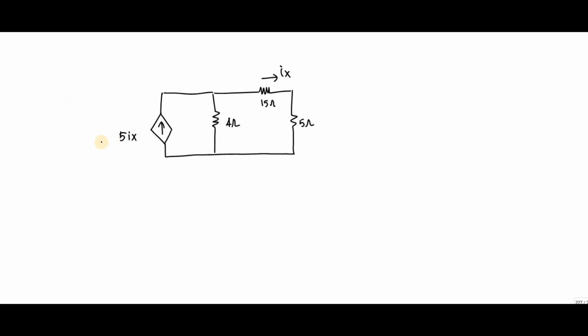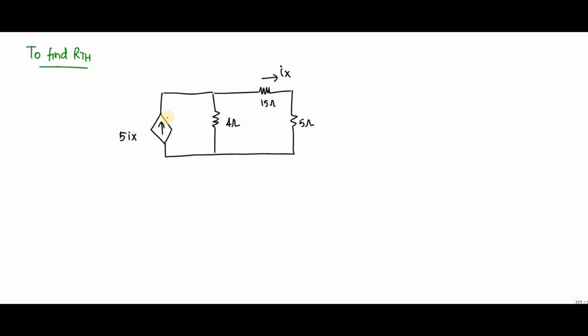So in this video, we have a dependent current source. You can see this diamond shaped symbol, that is 5ix. If I want to find the RTH value, what you will do is remove this source. If I want to remove the source, it means you have to open circuit this one.